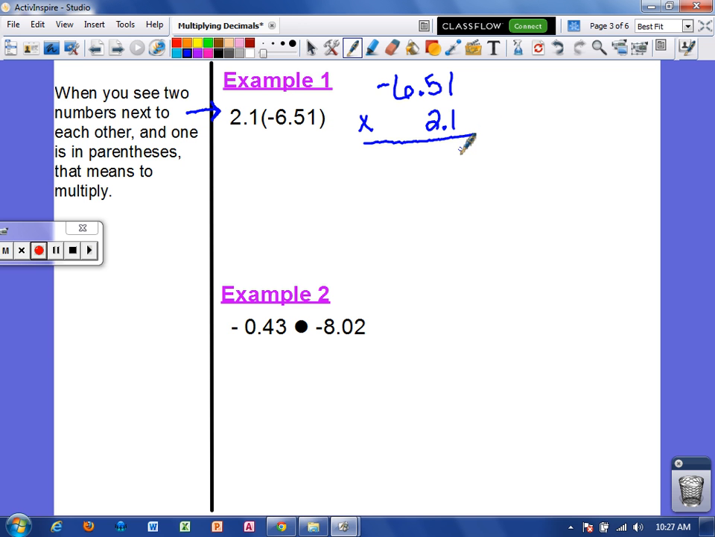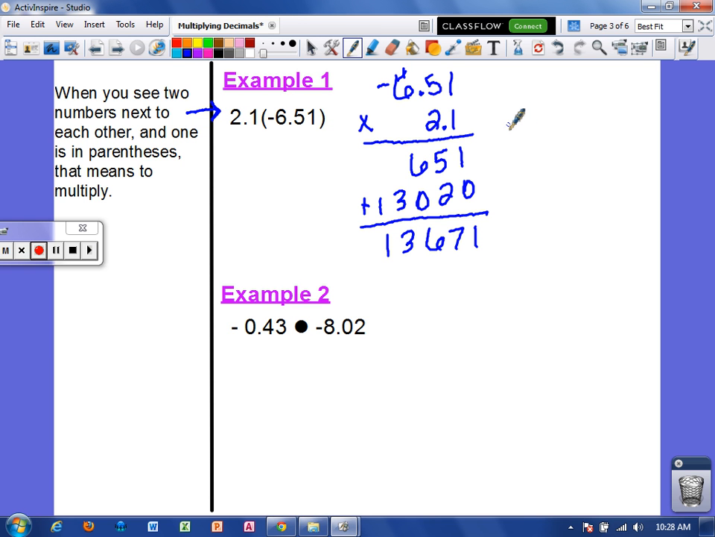1 times 1 is 1, 5 times 1 is 5, and 6 times 1 is 6. I'm going to put my placeholder. 1 times 2 is 2. 5 times 2 is 10. I'm going to carry the 1. 6 times 2 is 12, plus 1 is 13. And then I'm going to add all that together. 1 plus 0 is 1. 5 plus 2 is 7. 6 plus 0 is 6. And then we bring down the 3 and the 1.